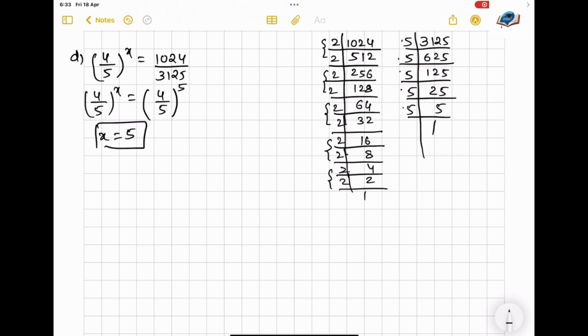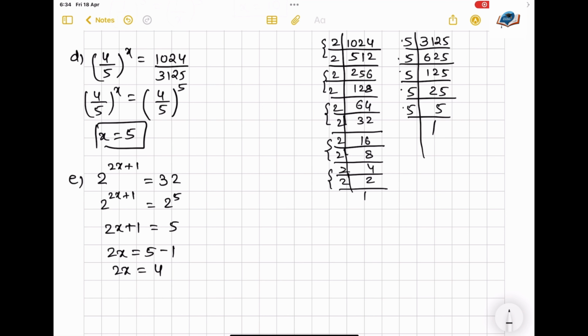Then E says 2 raised to 2x plus 1 equal to 32. So we know that 2 raised to 2x plus 1 equal to 2 raised to 5, which is 32. Already above we have done. So 2x plus 1 equal to 5 because base are same, so power should be same. So 2x plus 1 equal to 5. So 2x will be equal to 5 minus 1. So 2x equal to 4. So x will be 4 upon 2. So x equal to 2.